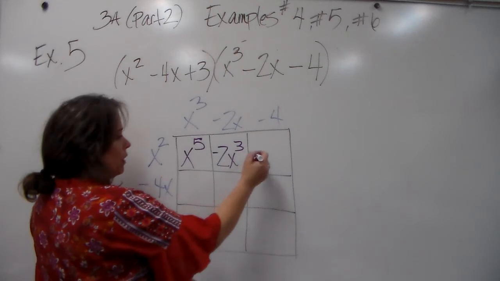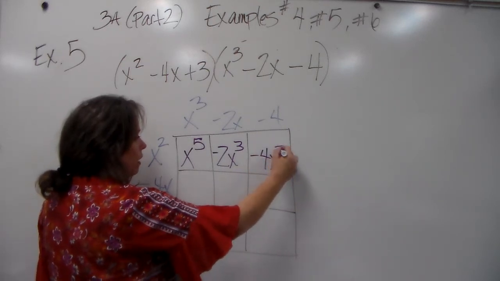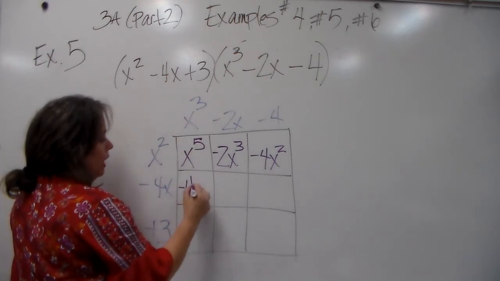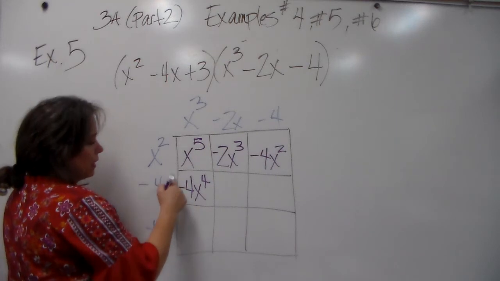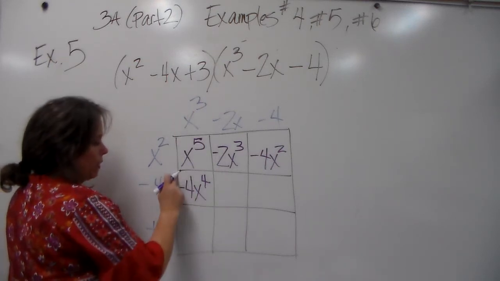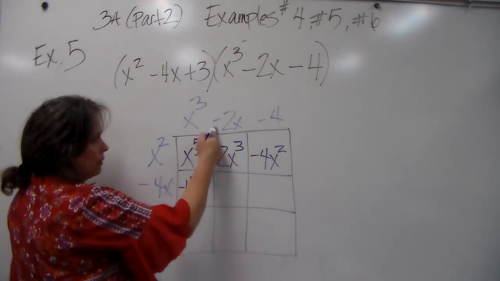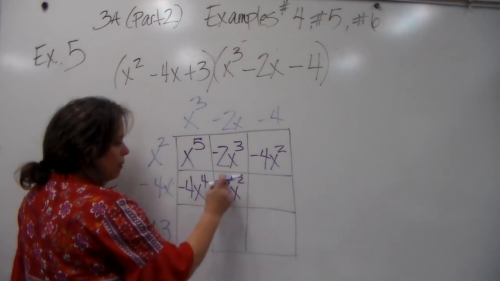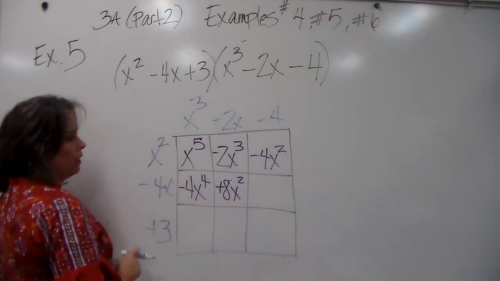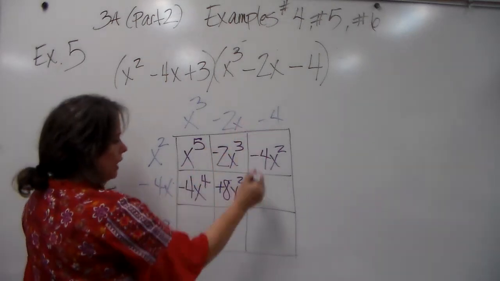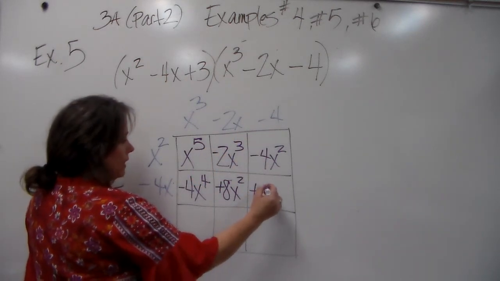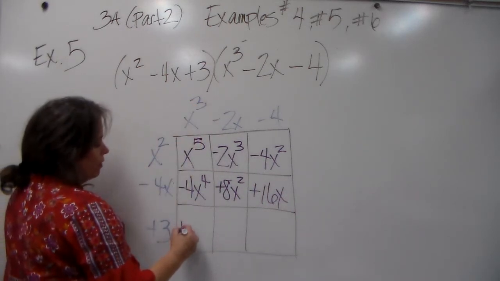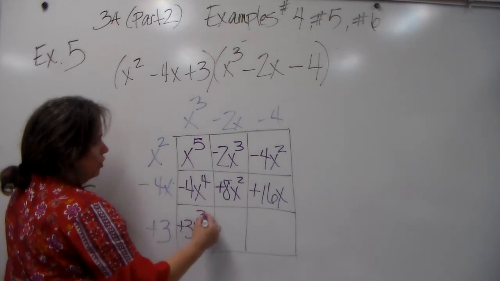Negative 4 times x squared is going to give us a negative 4x squared. Negative 4x times x cubed will give us a negative 4x to the 4th power, because there's an invisible 1 there that we're adding to that 3, remember. Negative 4x times negative 2x will give us a positive 8x squared. Now remember, a negative times a negative will give us that positive. Negative 4x times a negative 4 will give us a positive 16x. And we'll just keep going. X cubed times a positive 3 will give us a positive 3x cubed.